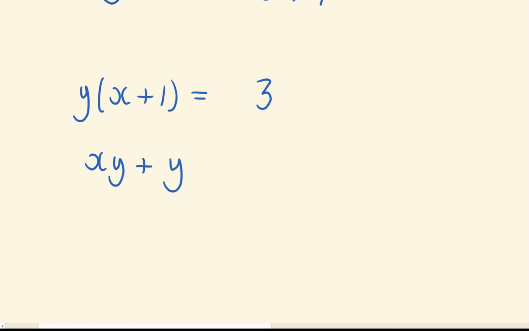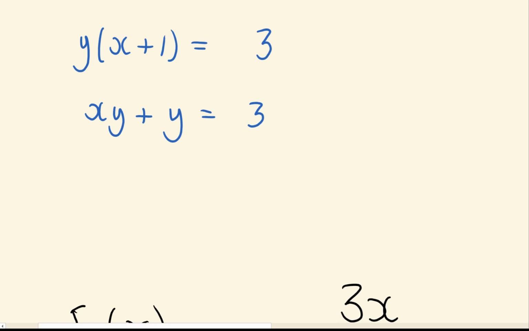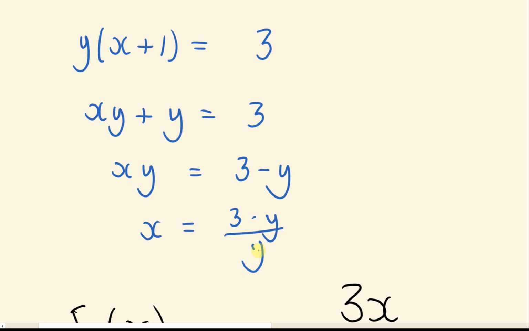That gives me xy plus y equals 3. And now it's just like a previous question. You're going to try and get x by itself. So opposite of plus y is minus y. And the opposite of timesing by y is going to be dividing by y. Then we're done. This is my inverse function. All I need to do now is write it down, remembering to replace the y's with x's.